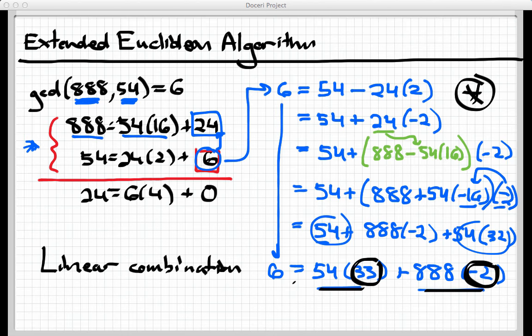So I can use the Euclidean algorithm to find the GCD in the first place. That's what we did over here. And then if I wanted to, I can use the extended Euclidean algorithm to write the GCD as a linear combination of the original two numbers. And for us, that's going to be a very important process. So let's do one more example.